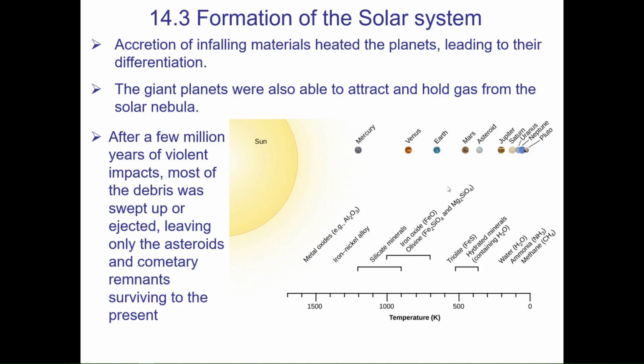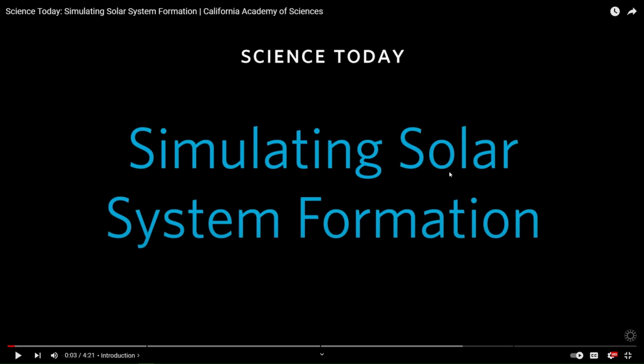But again, even if they survive, they are not randomly distributed in the solar system. Asteroids are primarily in the asteroid belt, and comets in the Kuiper Belt and outer cloud. In order for you to better visualize the solar system formation, I'm going to show you a video with a simulation to show how everything works during the process of the solar system formation.